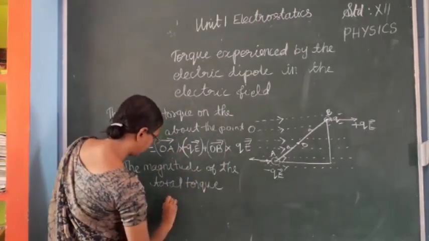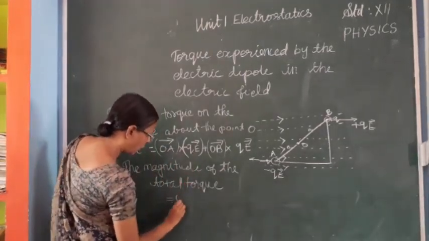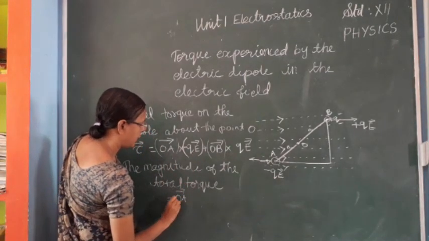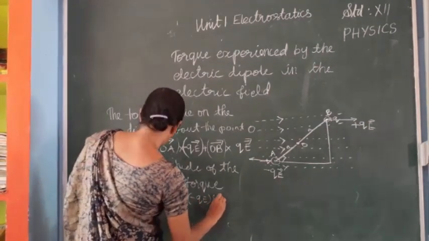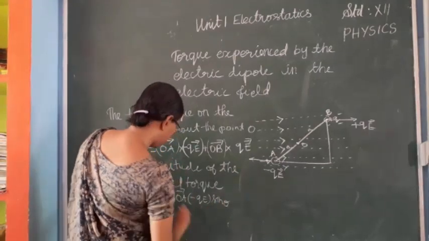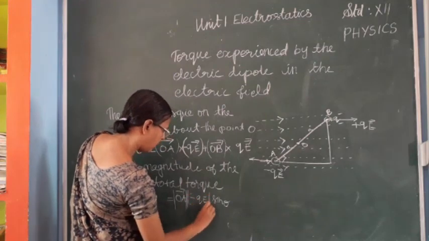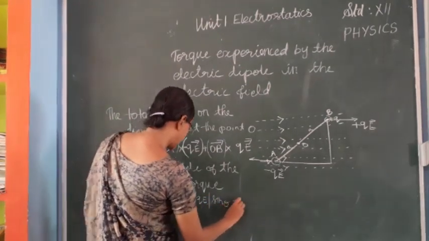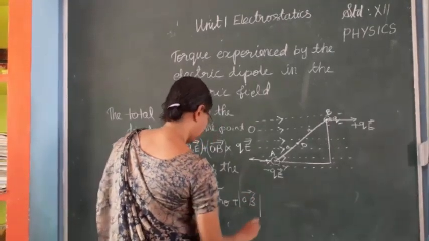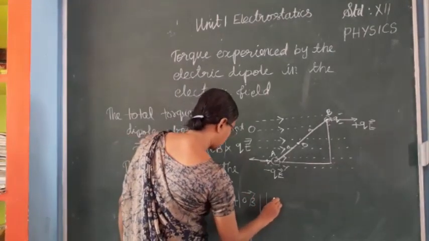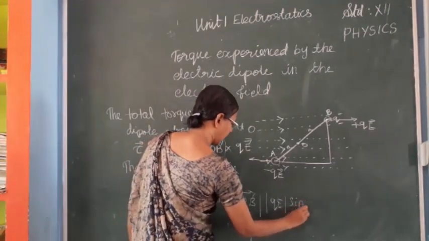We also write the cross product here: OA vector minus QE sin theta. This one we want to write inside the modulus. So plus OB vector cross QE, modulus QE sin theta.